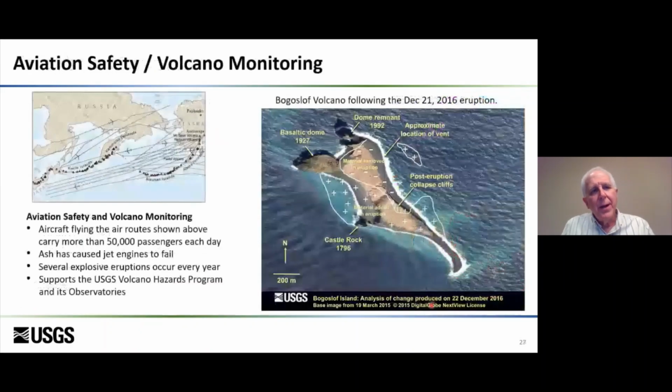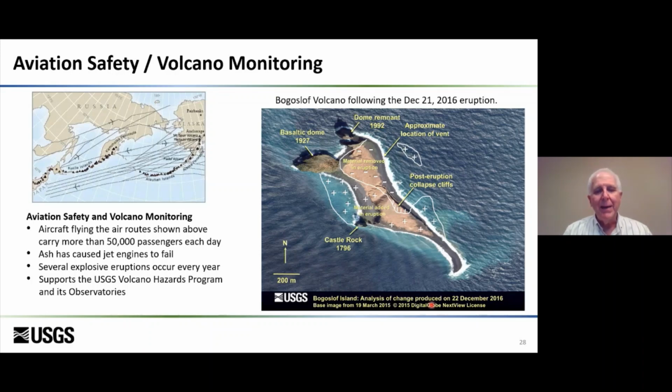So we monitor volcanoes not only for the local population that might live on that volcano, but also for aviation safety. As it turns out, a lot of volcanoes are along the Aleutian Island chain that happens to coincide with the normal air route between North America and Asia. And so it's very critical that we keep those planes away from any ash clouds that might be generated by the volcanoes. So we support the USGS Volcano Hazards Program and its observatories.